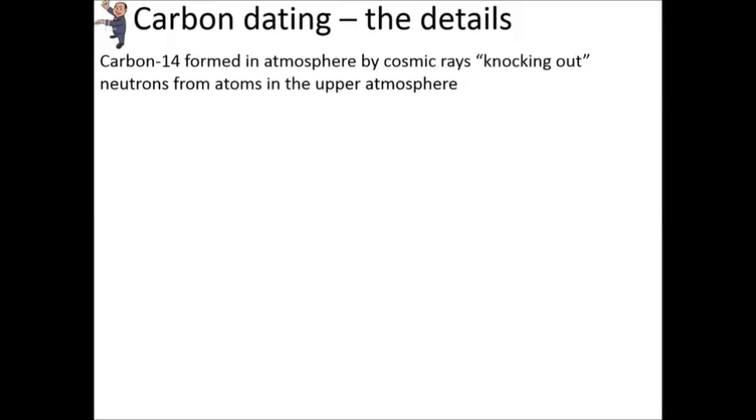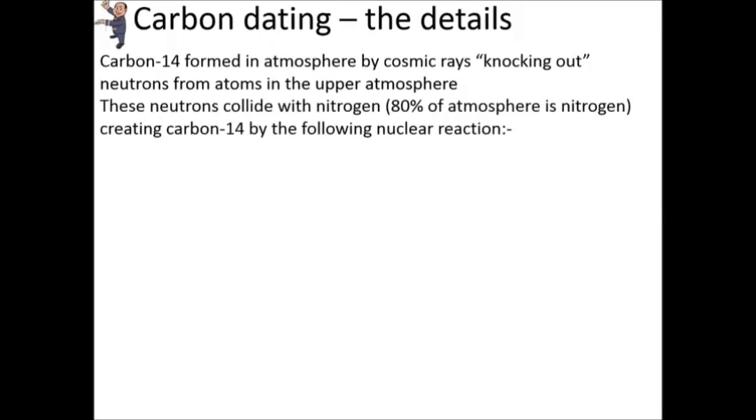In terms of carbon dating then, how is carbon-14 formed? You're not really needed to know this for the AQA spec, but it's nice to know. It's formed by cosmic rays knocking out neutrons in the upper atmosphere from other atoms. These neutrons then go on to collide with nitrogen. Most, or 80%, of our atmosphere is nitrogen. You should have known in previous studies at school, and this creates carbon-14 in the following reaction. So you've got a neutron colliding with nitrogen-14, causing carbon-14 and a proton to come out.